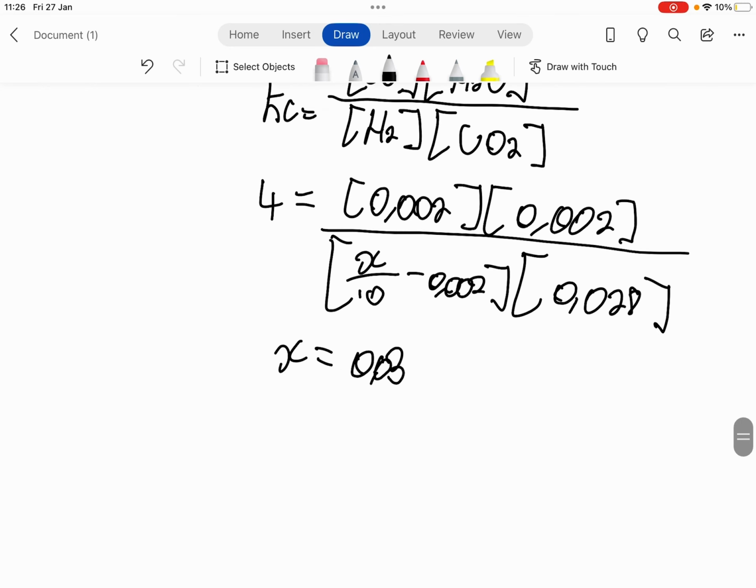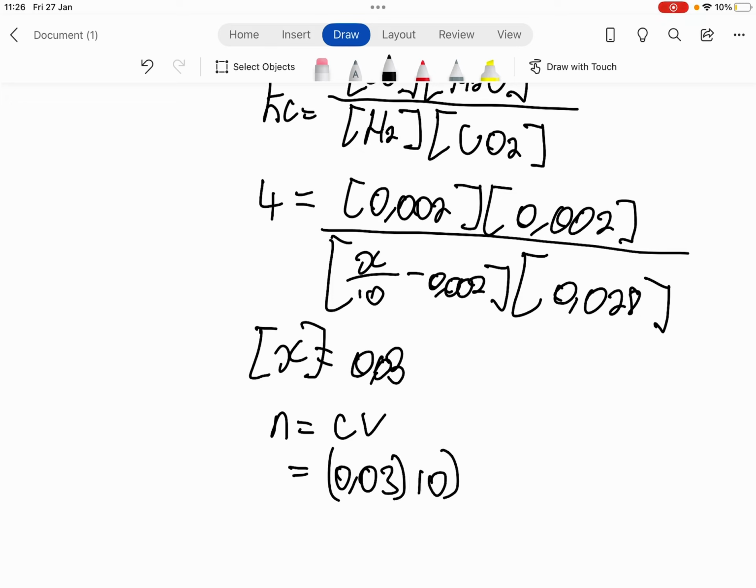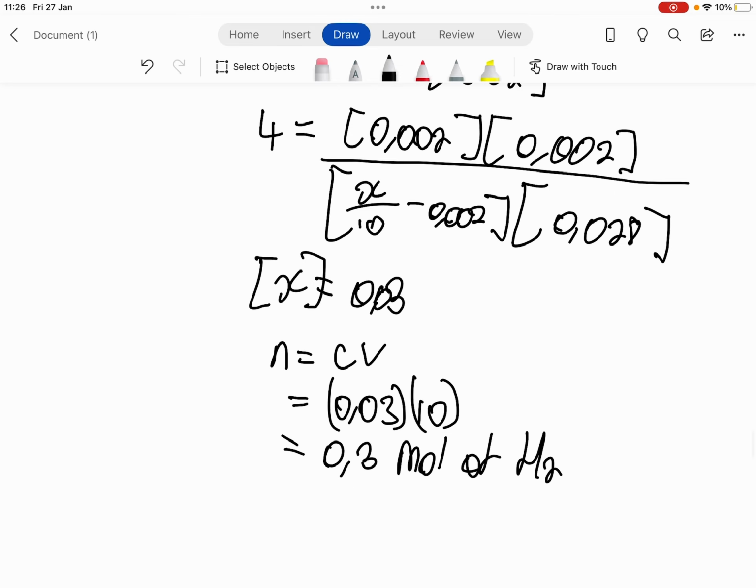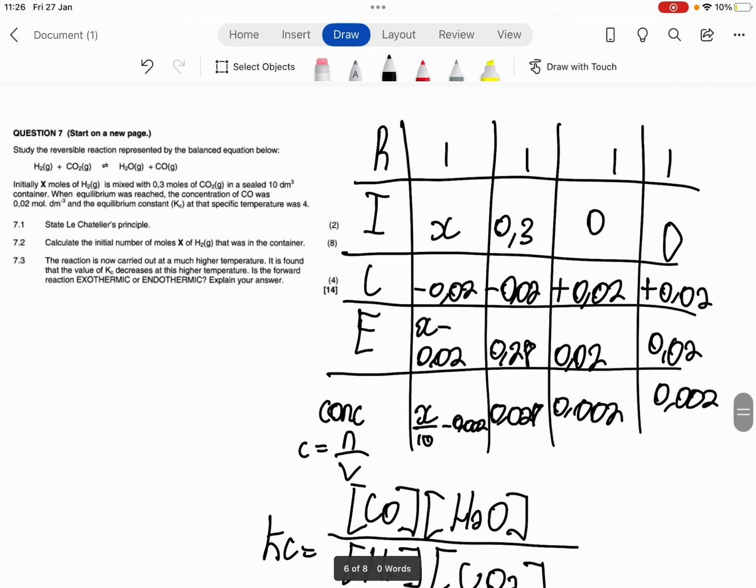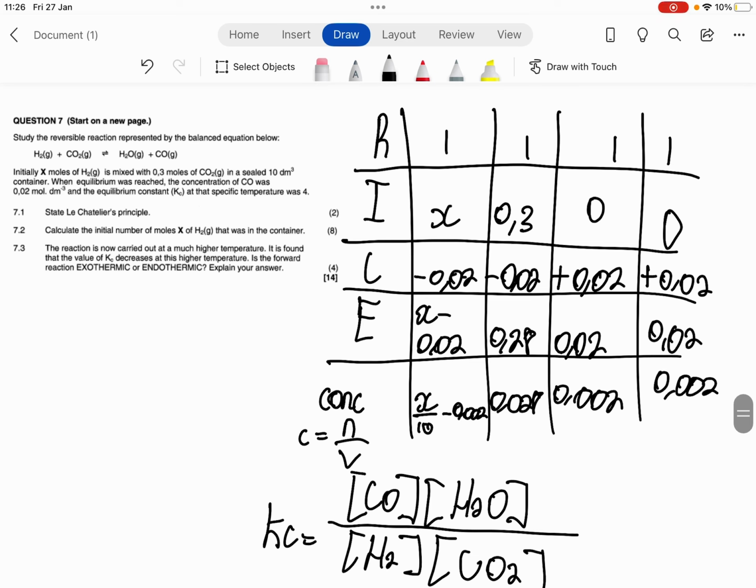Okay, and from there the question asked again, calculate the number of initial moles. So moles, n, is equal to CV. The concentration now is 0.03, and the volume was 10. And we get an answer of 0.3 moles of H2. Okay, so that is our initial amount of hydrogen gas that was put into the container.